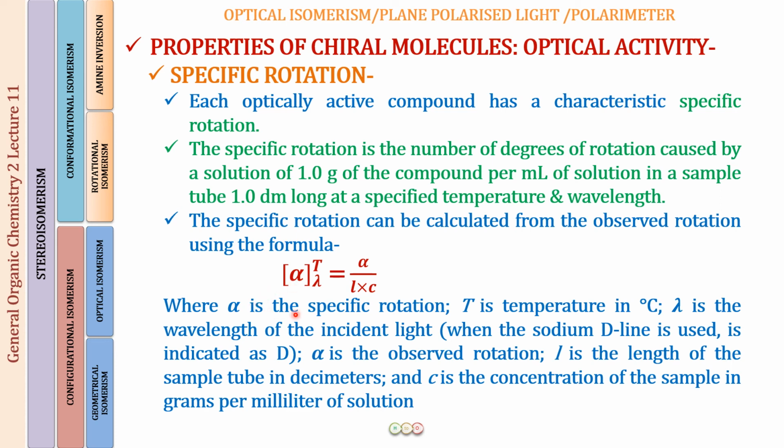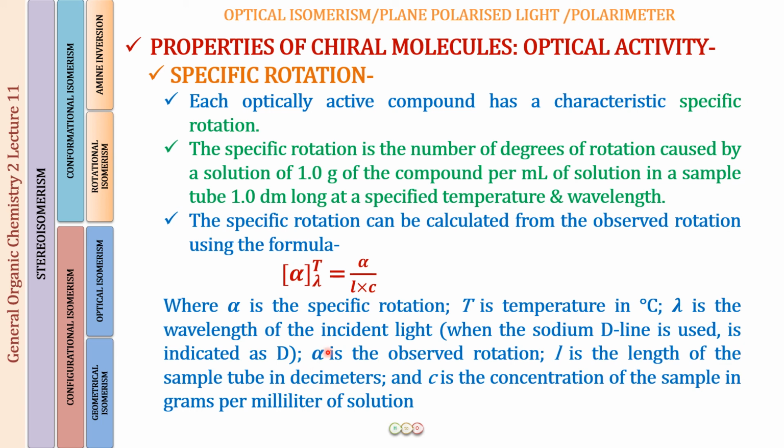So alpha is the specific rotation, this one in the parenthesis. T is the temperature in Celsius. Generally we take it at 25 degrees Celsius, that is the room temperature. Lambda is the wavelength of the incident light. Generally when the sodium D line is used, it is indicated as D.